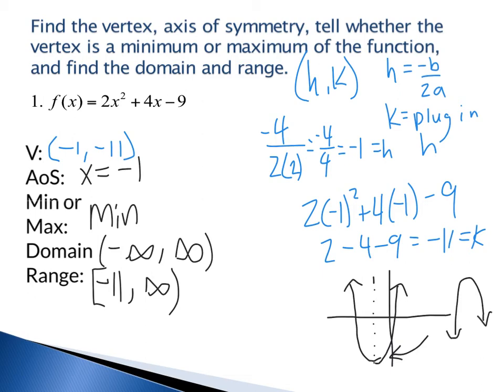Okay? Now think, if the a value is negative, then it would flip and it would look something like this. So then that changes your min and your max, and it might also change your range. But not for this problem, that's just for future reference.